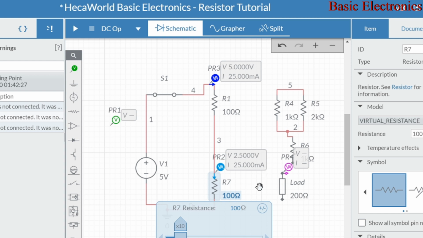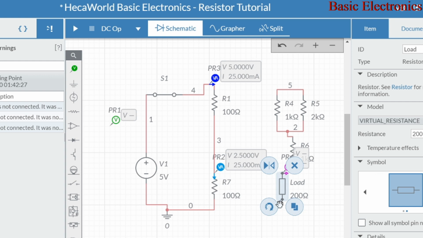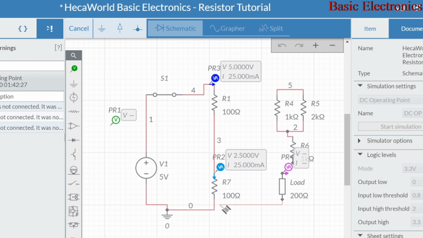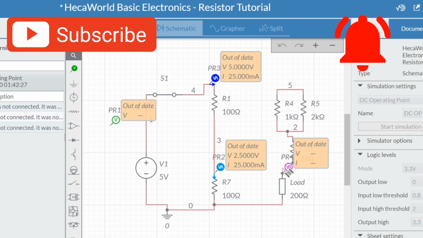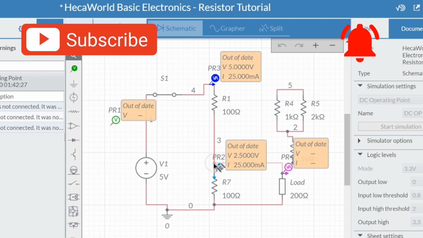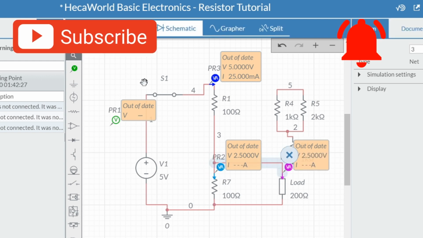Alright, so what if I connect this load back? So let's see what happens when I connect the load back. If I connect the load to the R7, just like we did before, what do you think is going to happen here? Let's run the simulation right now.